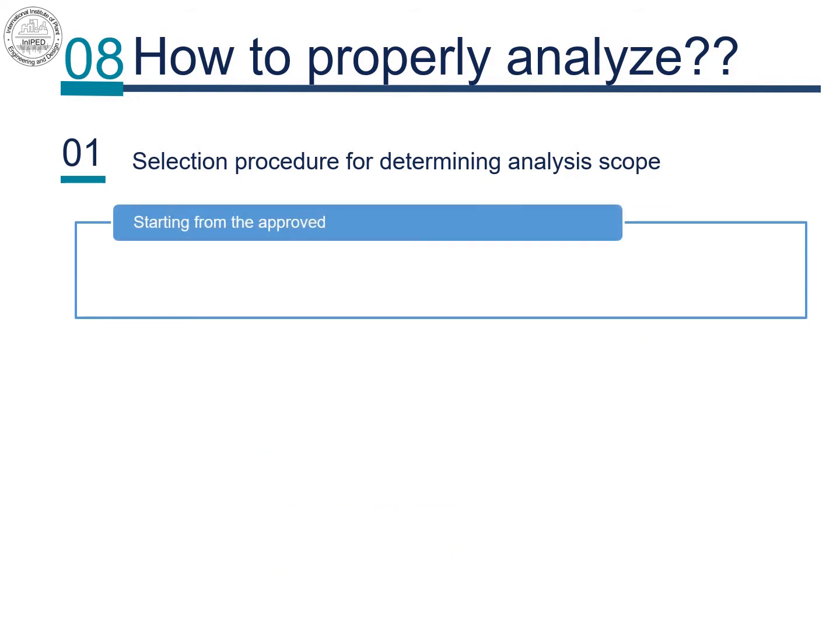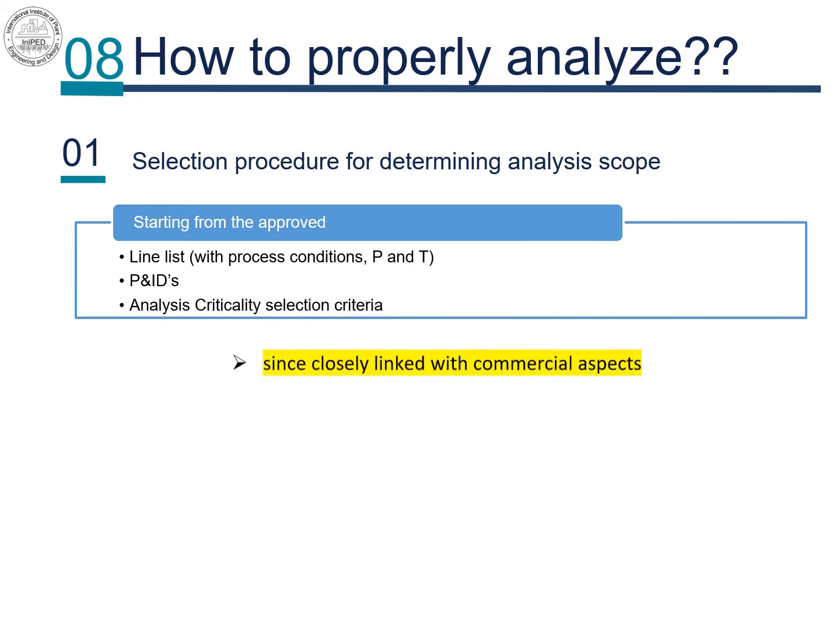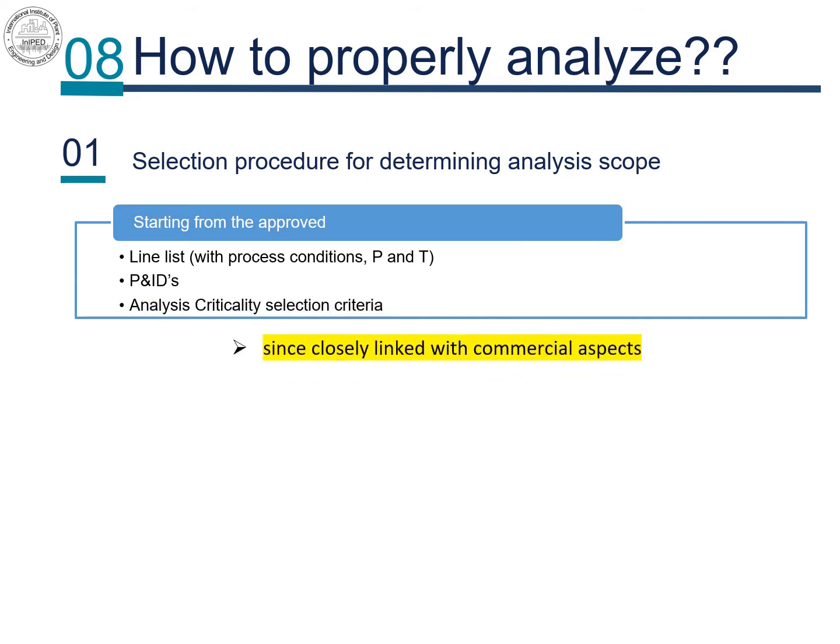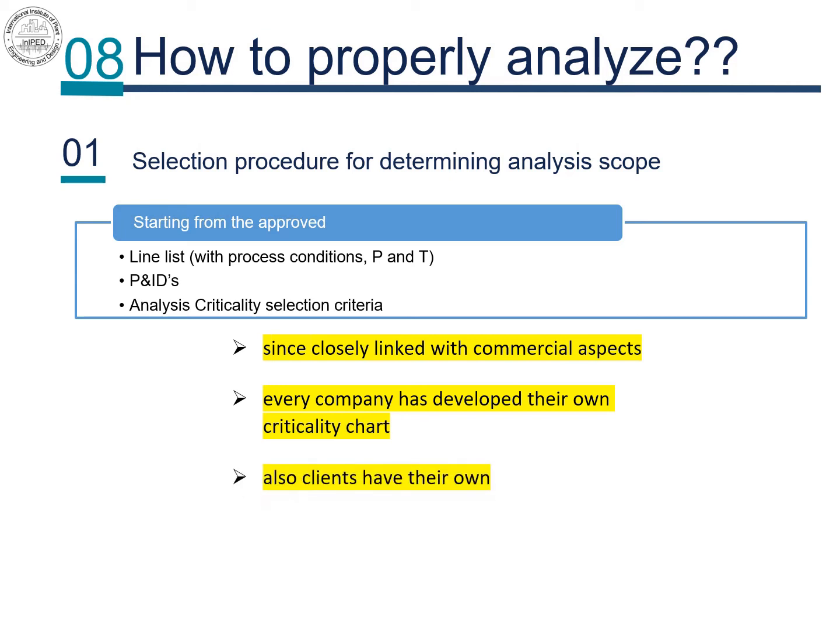The selection of lines starts from the use of the following approved documents: the line list, with process conditions like pressures and temperatures, and P&IDs. Then, criticality selection criteria. Since this is closely linked with commercial aspects of the project, every company has developed this through their own experiences and built it into their standard work practices, but clients also have their own. So before starting, this is always a matter of negotiation.